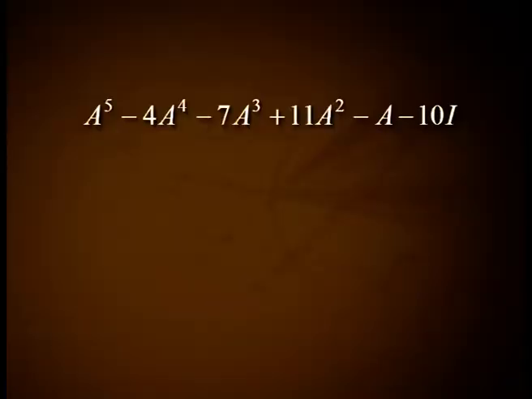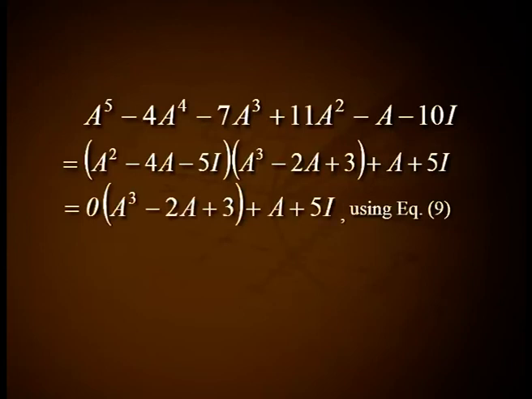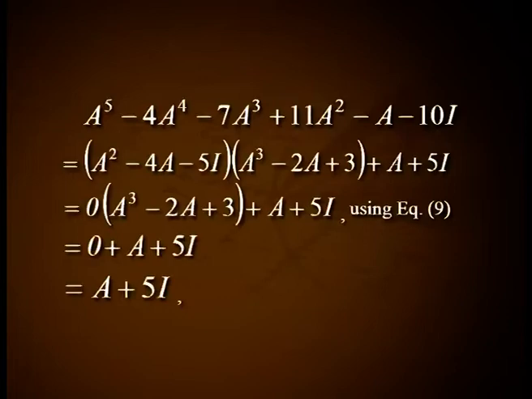Then we can write A^5 - 4A^4 - 7A^3 + 11A^2 - A - 10I, which is equal to (A^2 - 4A - 5I)(A^3 - 2A + 3) + (A + 5I), which is equal to 0·(A^3 - 2A + 3) + (A + 5I), using equation number 9, which is equal to 0 + (A + 5I), which is equal to (A + 5I), a linear polynomial in A.